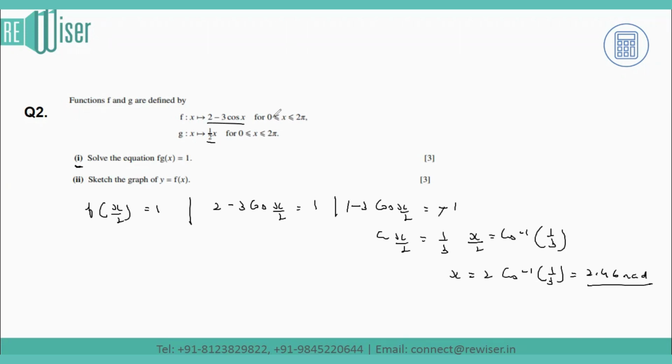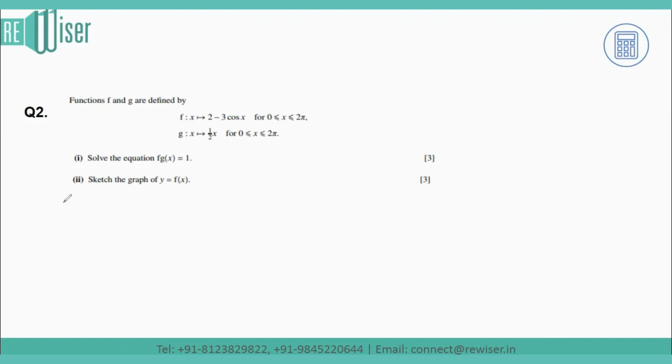Now moving on to the second part of the question, they have asked us to sketch the curve given here. To sketch this curve, we'll first put the x values and the respective y values. At x equals 0, the y value is minus 1 because it's 2 minus 3. At x equals pi by 2, the value is 2 because cos pi by 2 is 0. And at pi, cos pi equals minus 1.